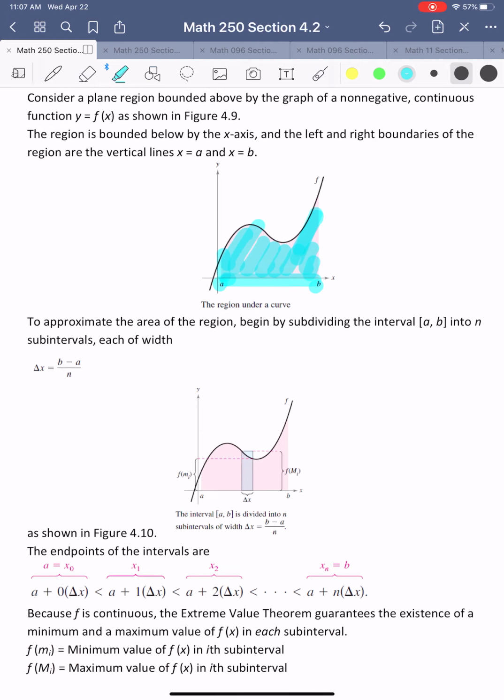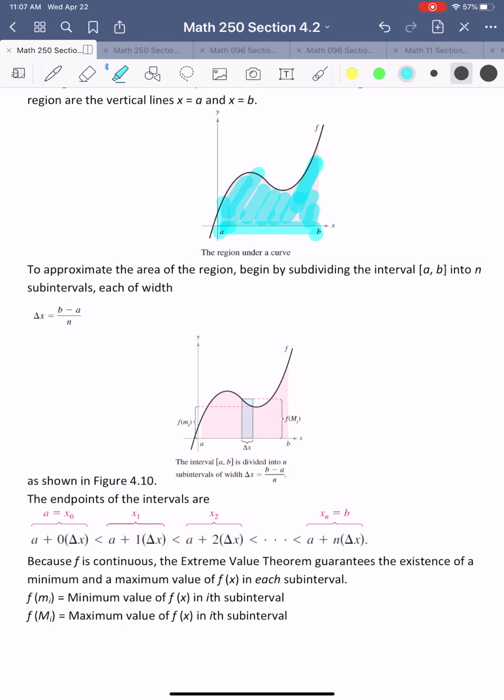To approximate the area of the region, begin by subdividing the interval from a to b into n subintervals. Each has a width like this. This is the width of one subinterval, which is the change in x. I just showed it in the figure. The endpoints of the intervals start from a, then a plus 1 times the change in x, 2 times, and so on, so that at the end you get n times the change in x.